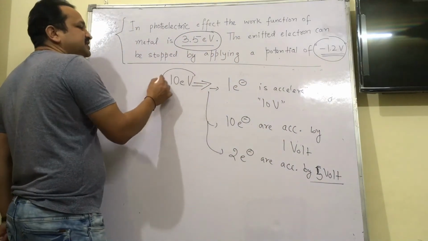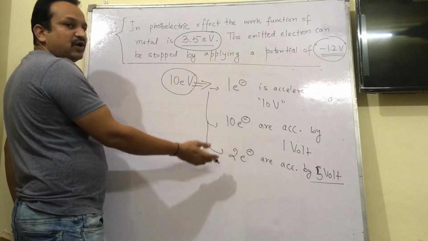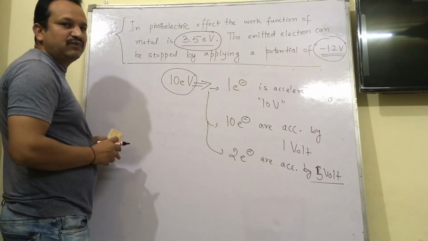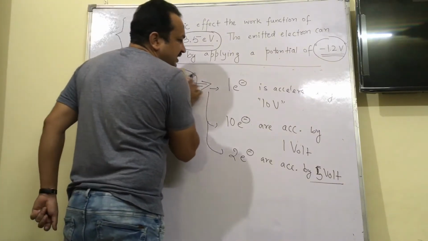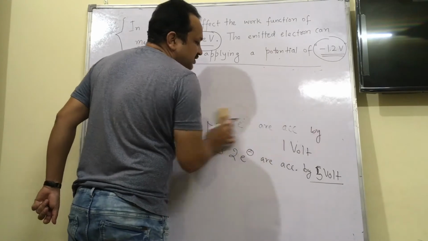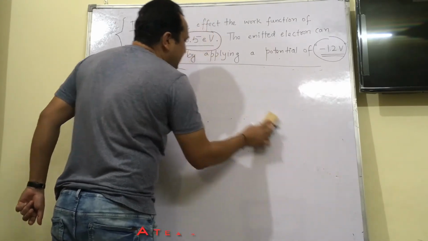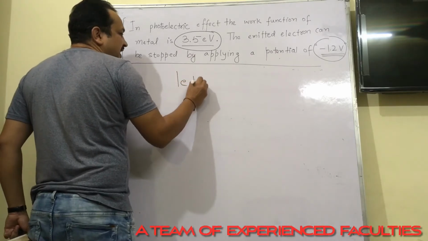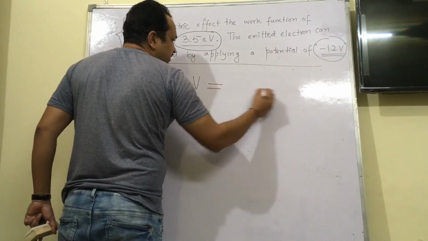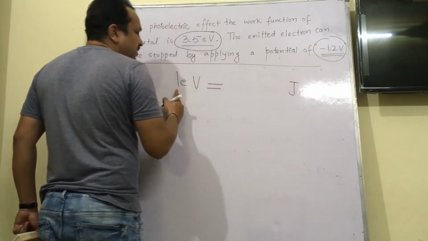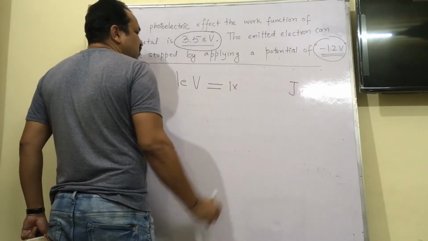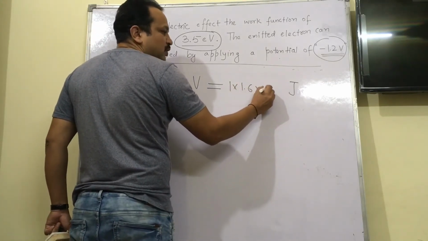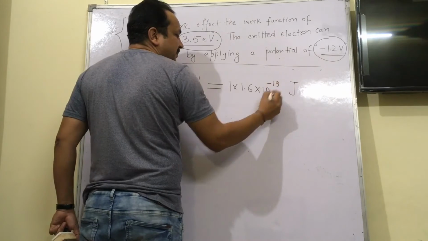What does it mean? There are so many combinations which are possible. So this is the meaning of electron volt energy. And what is the relation between the electron volt energy and the joule? If we would like to convert 1 electron volt energy into joule, it is 1 into the charge on the electron, which is 1.6 into 10 raised to power minus 19 coulomb.